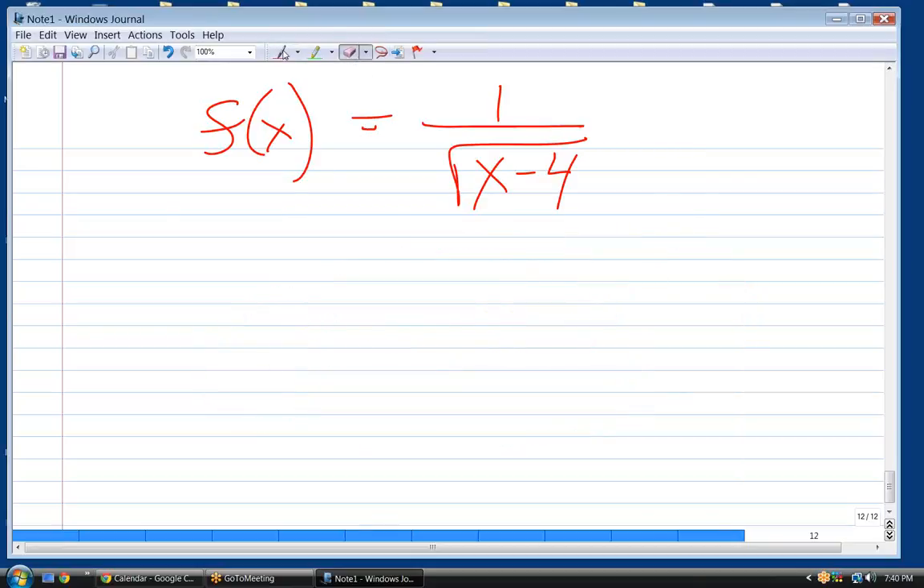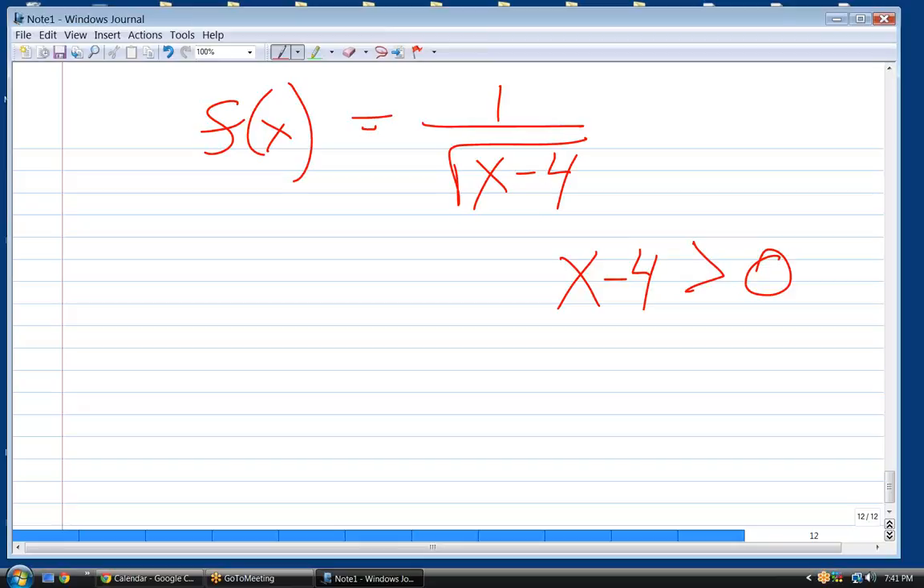But this is a little different. There's some things x can't be here because we're taking the square root of it and we're dividing by that thing. So what has to be true about x minus 4? It cannot equal 0. It also can't be negative. So it's got to be greater than 0. Because if the whole thing is negative, I'm going to be taking the square root of a negative number. You can't do that. You also can't have the whole thing be 0.